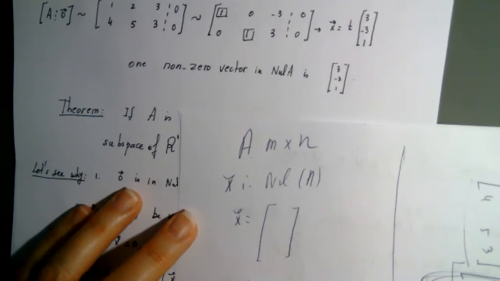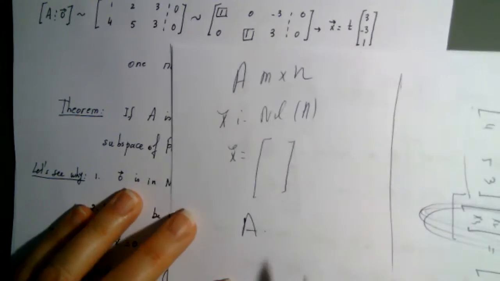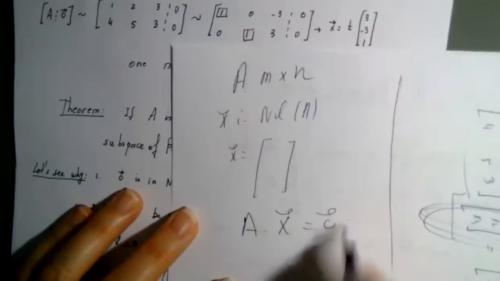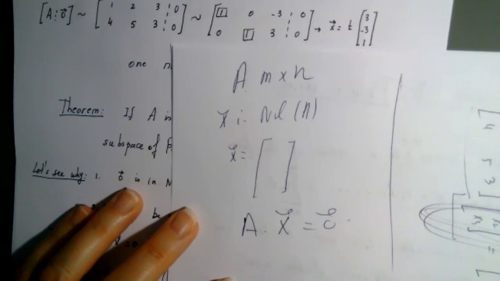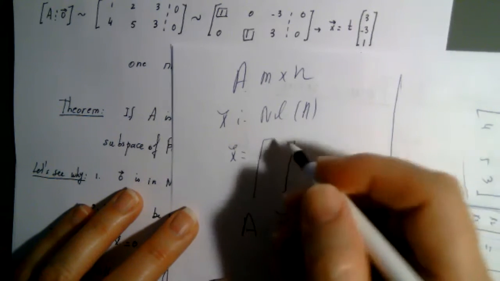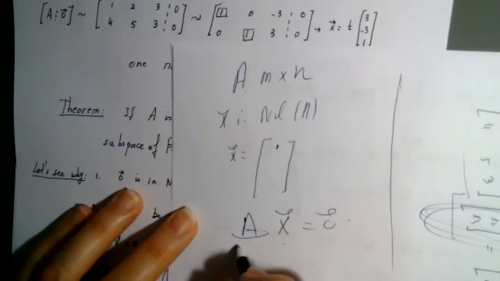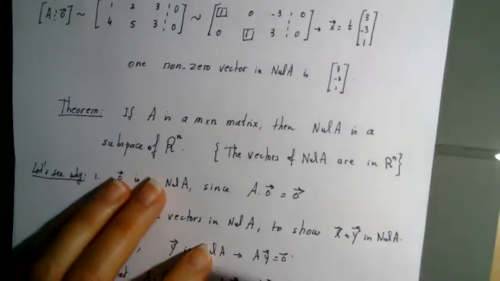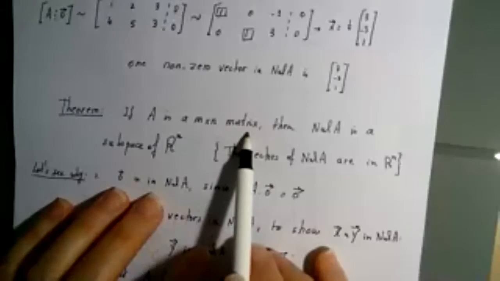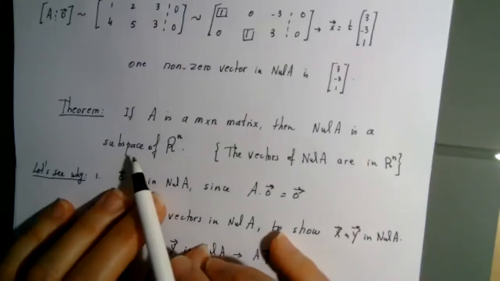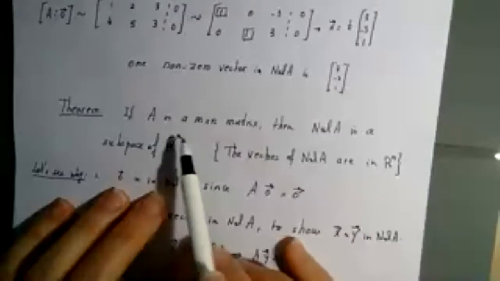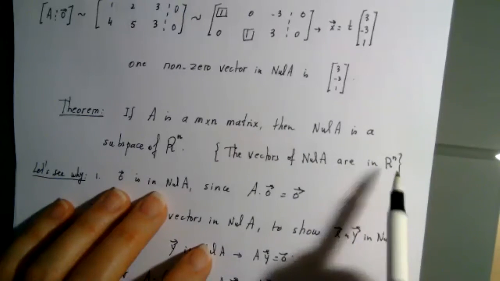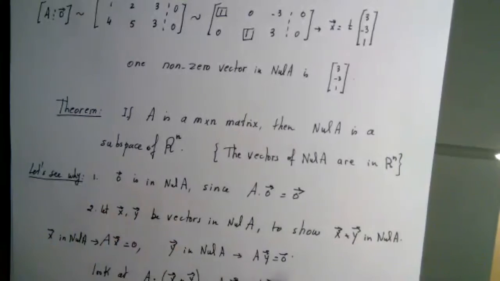x in the null space means A times x should be 0. So how many components should x have? Put it on the chat, absolutely n components, because A is m by n, so x has to be n by 1. So we have to know where my vectors are. So here I said if A is m by n, the null space is a subspace of Rn because vectors in the null space are in Rn, and it's very important to know where your vectors are.